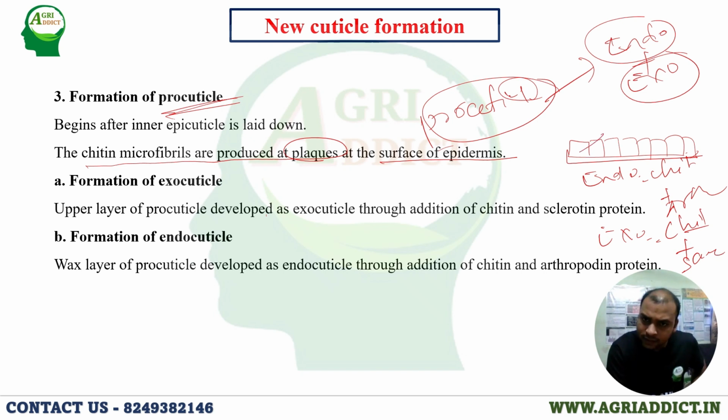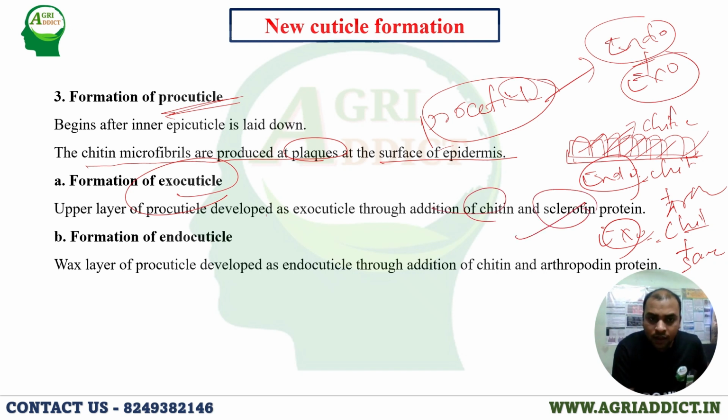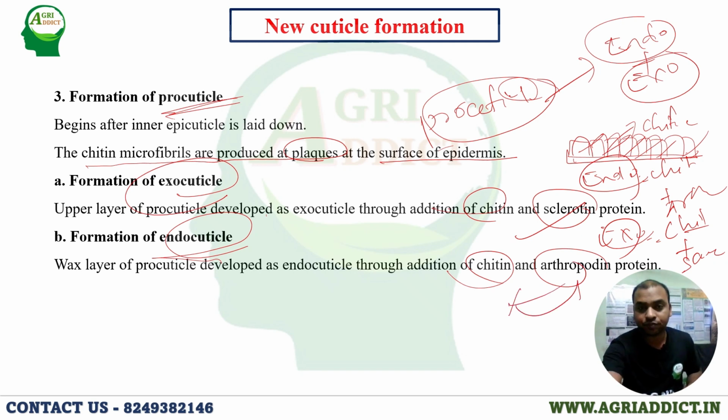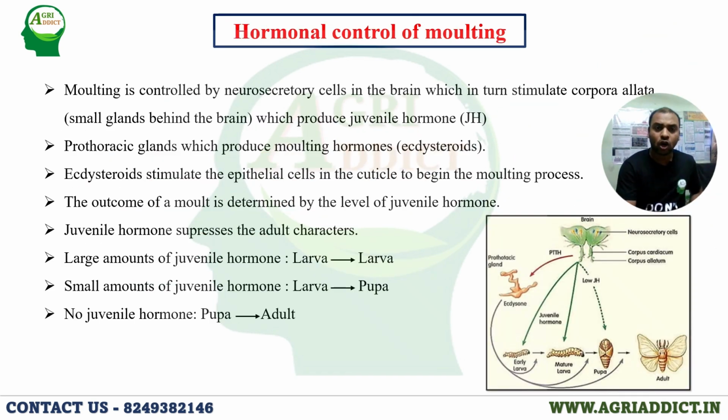Why is there a need for this chitin? These are called chitin plaques on the epidermis. These chitin plaques will be the fundamental body for making the endocuticle and exocuticle. For the exocuticle, chitin and sclerotin will be joined, and for the endocuticle, chitin and arthropodin will be joined. Okay, and this is the hormonal control of molting.